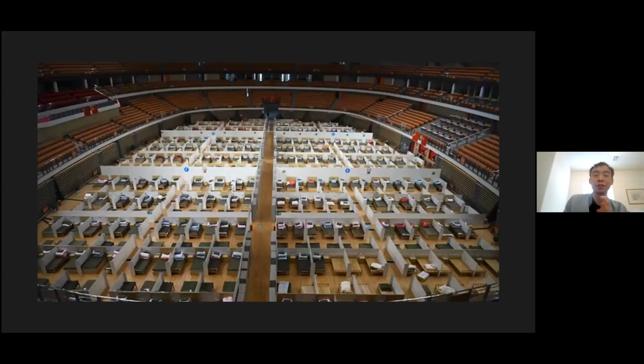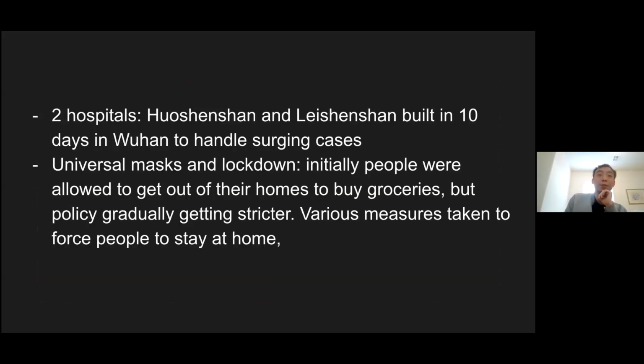For example, they can convert a whole stadium into a hospital with hundreds to thousands of beds to house mild-condition patients, so as not to overwhelm the hospitals. They also built 2 hospitals with ICU beds in 10 days, which is pretty impressive. And they also mandated universal masks and lockdown. Their strategy is comparable to the US stay-at-home order, but much stricter. Various measures were taken to force people to stay at home.